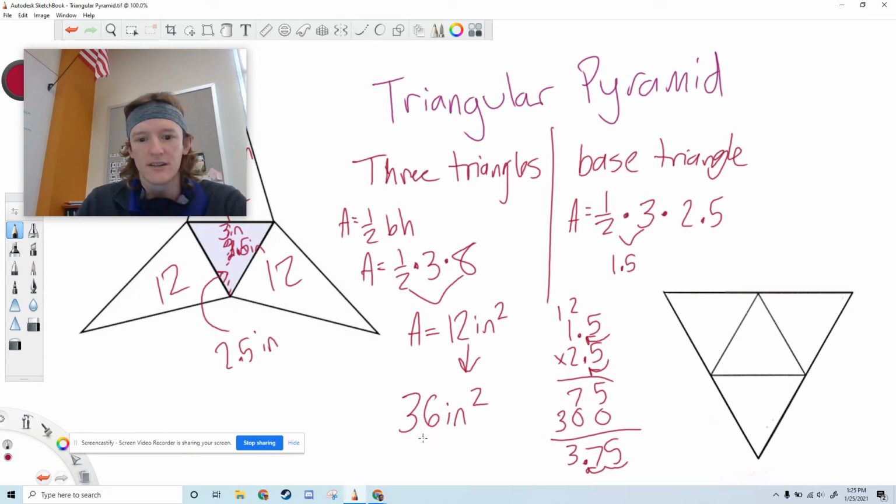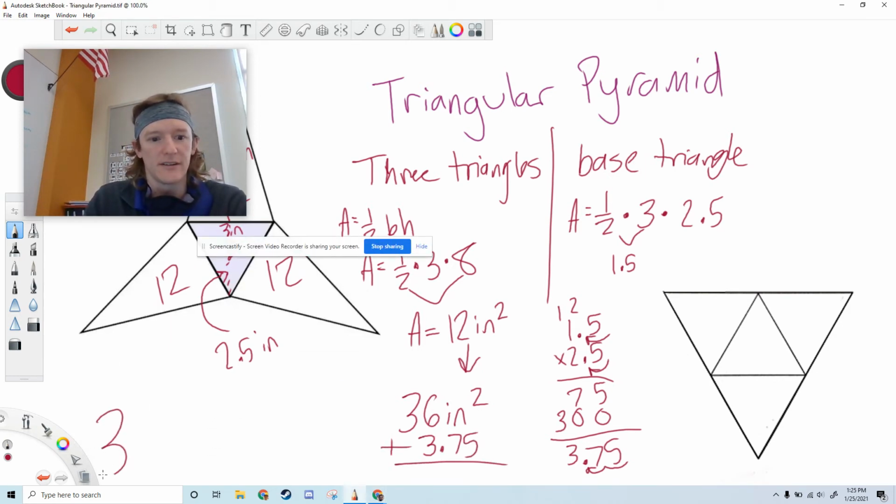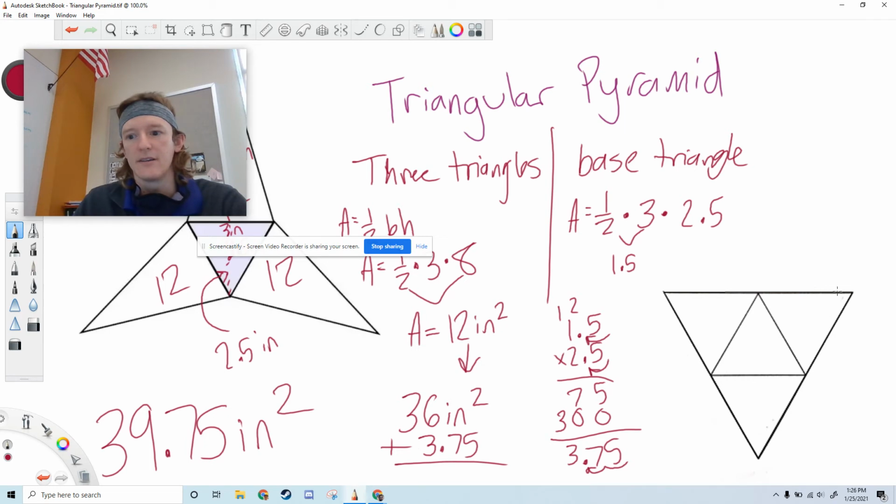So we're going to do 36 plus 3.75. So that's going to be 39.75 inches squared. I'll put my big answer here.